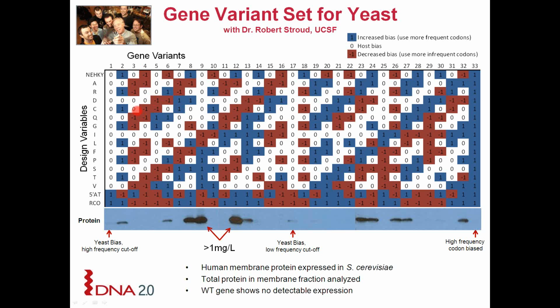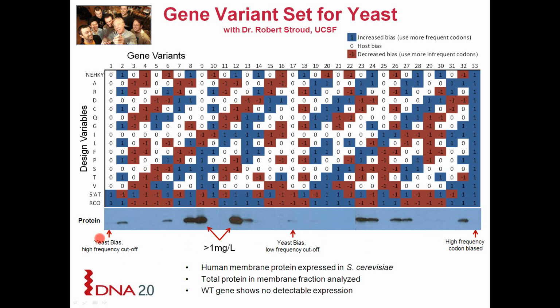In this particular case, we're biasing a little differently from the previous example I showed. For each amino acid listed, we're biasing the codon bias either toward the bias already found in yeast, so increased bias, we're using the more frequent codons more, or we decrease the bias where we sort of flatten it. We're bringing up the lower frequency codons for that amino acid. And what we see again is a very wide variation of expression levels in the set.